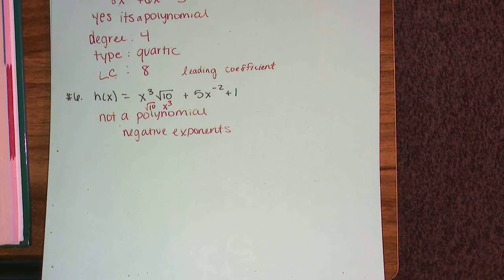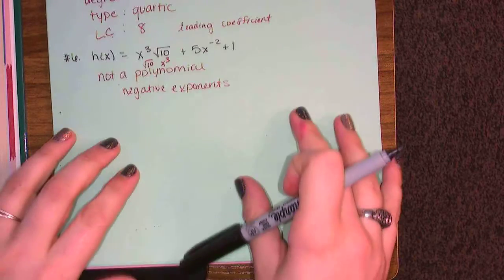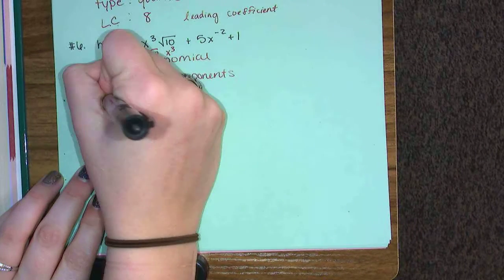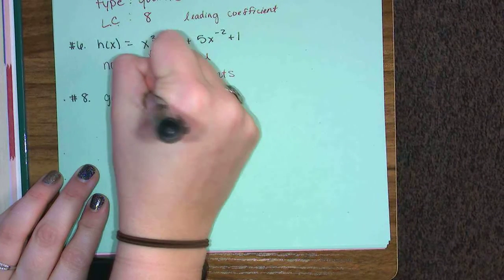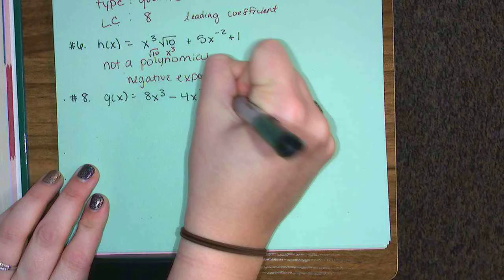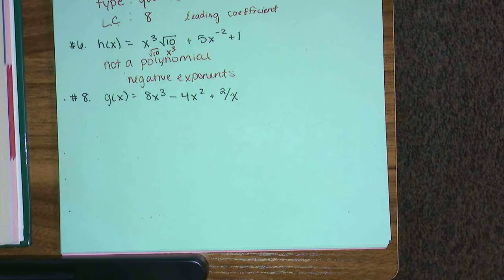Alright, one more of these and then we'll look at the next thing. G of x is equal to 8x cubed minus 4x squared plus 2 over x. Alright, is this in standard form? Is it polynomial? Why not? Correct, okay?